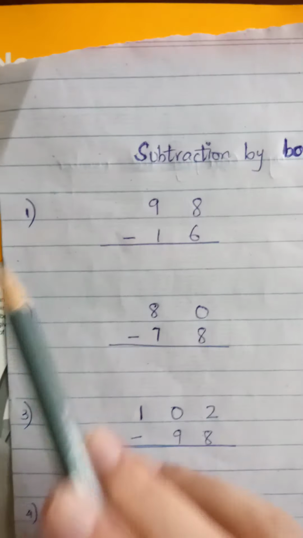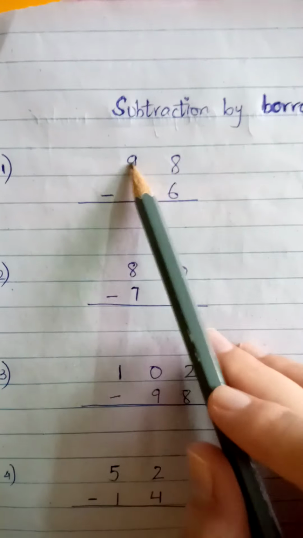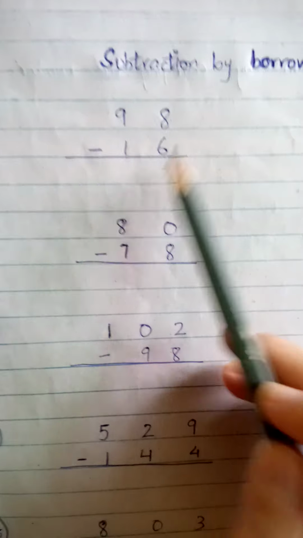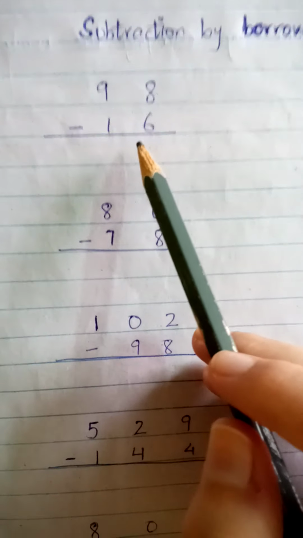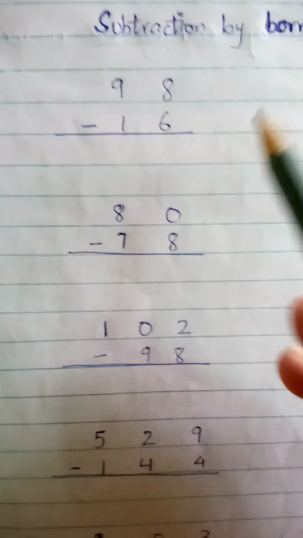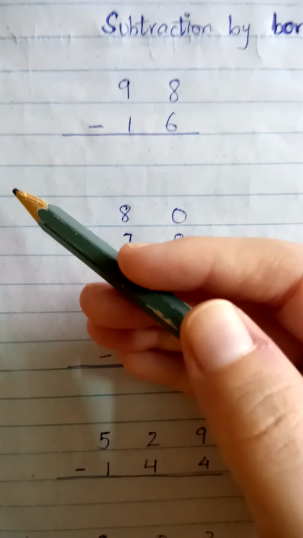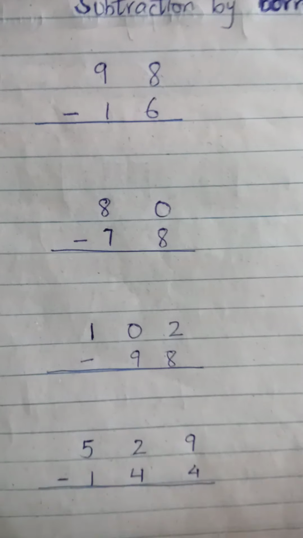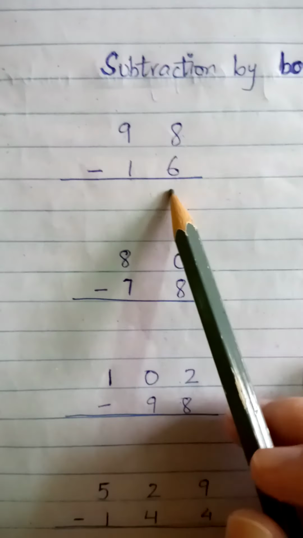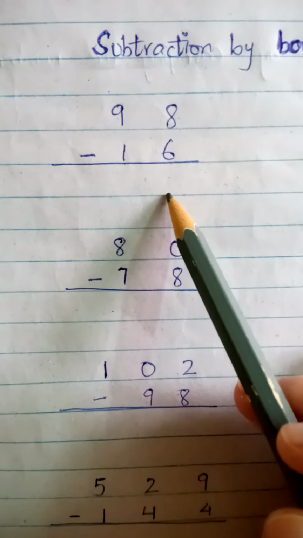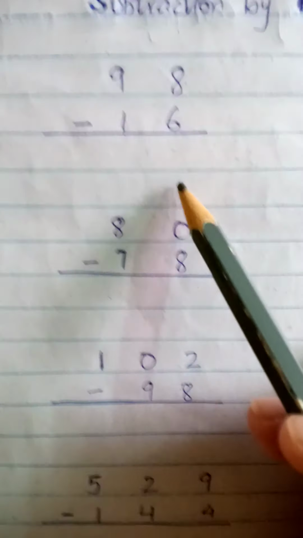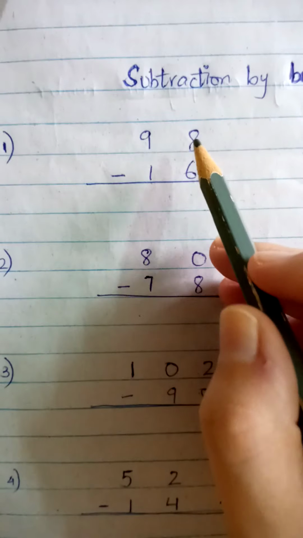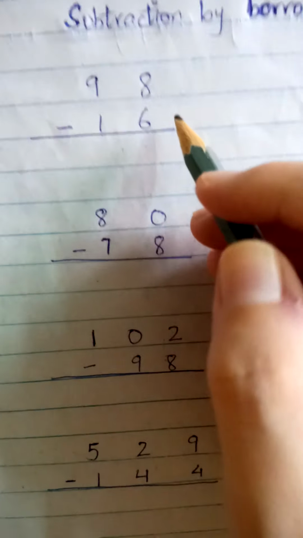Let us consider example number 1. 98 minus 16. Okay, in subtraction we will start by subtracting from the right side and then we will move towards the left side. Okay, this is a rule. If you are performing addition or subtraction, the rule is that you always should start solving the column that is present on the extreme right and then you should move towards your left. Okay, so first of all I will solve the column that is present on my extreme right.